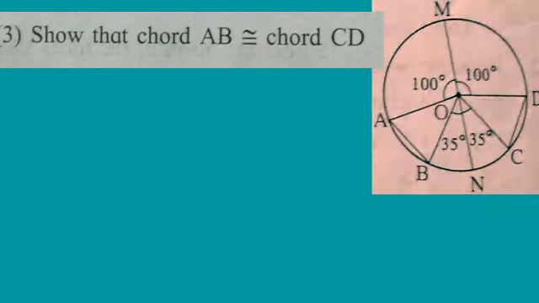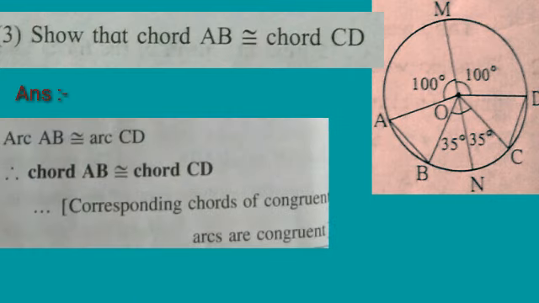Now students, let's move towards the last sub question, that is question number 3. Show that chord AB is congruent with chord CD. As we have seen in question number 2, arc AB is congruent with arc CD. On the basis of that, we will find the answer very easily. Arc AB is congruent with arc CD. Similarly, we can write the answer, that is chord AB is also congruent with chord CD because corresponding chords of congruent arcs are congruent. So students, this is the answer of the third question. Write it properly in your notebook.